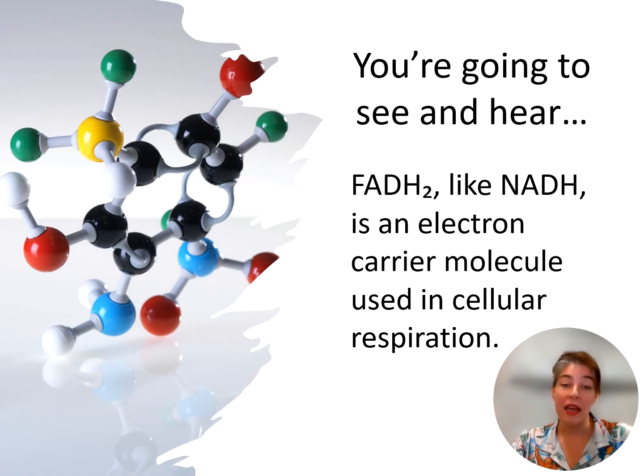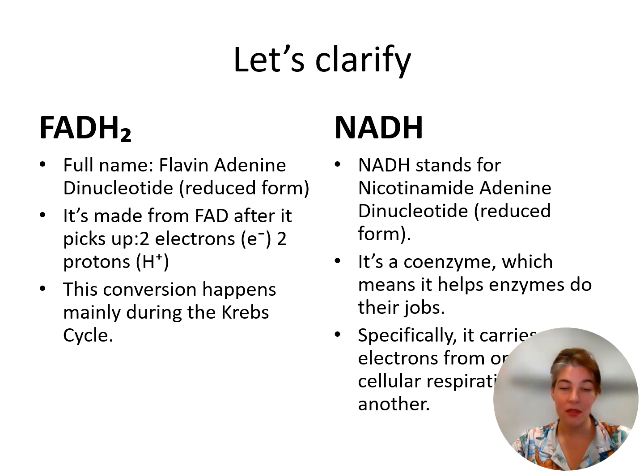So FADH2, like NADH, is an electron carrier molecule, and it's used in cellular respiration. So you're going to hear about them, you're going to see them. So let's clarify, since we're going to see and hear these things. FADH2 is flavin adenine dinucleotide, and it's a reduced form of it. It's made from FAD after it picks up 2 electrons and 2 protons. And this conversion happens during your Krebs cycle.